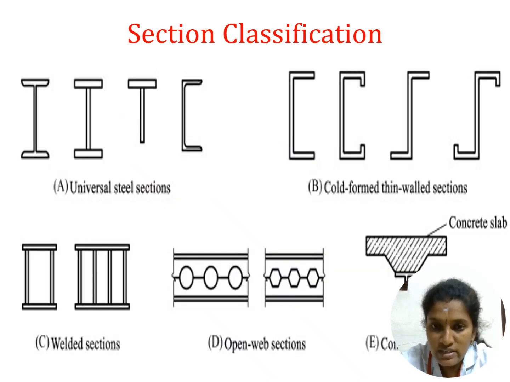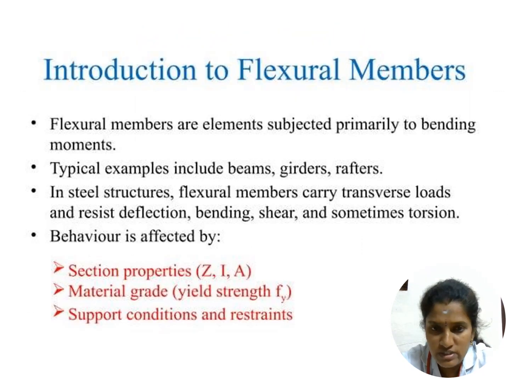Likewise, we also have some sectional classifications. The first one is universal steel sections. What are the universal steel sections? That is T sections, I sections, and channel sections. This is a cold-formed thin-walled section. This may be a channel section, right? And also welded and woven web sections. So these are the main sectional classifications of the steel sections.